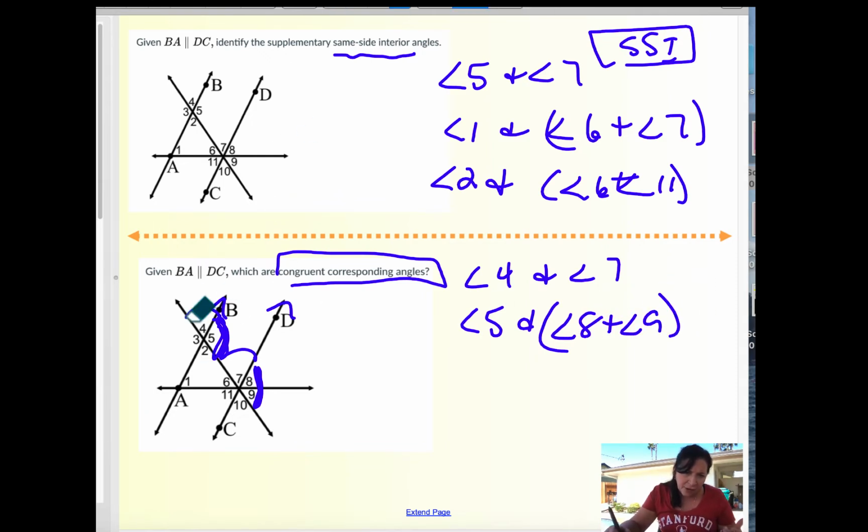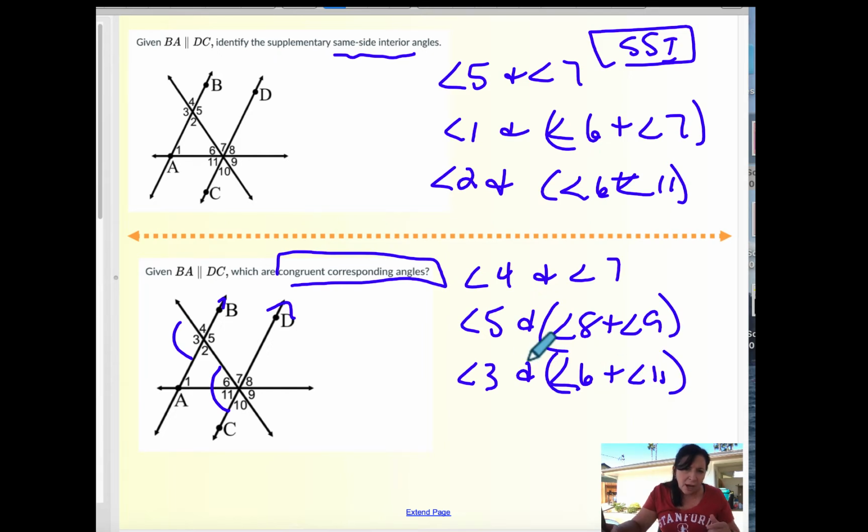On the other side of corresponding, let's see, we could say 3 and 6, is that 5 or 6? That's 6. So we could say angle 3 and angles 6 plus angle 11, or you could just say 2 and 10. So angle 2 and angle 10.